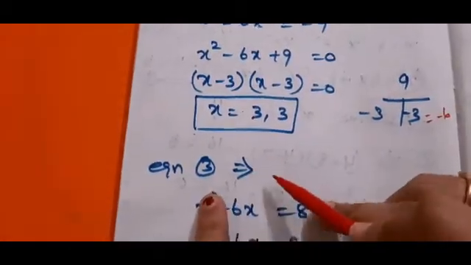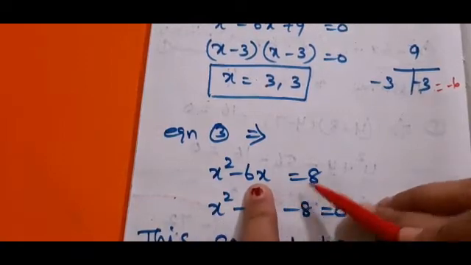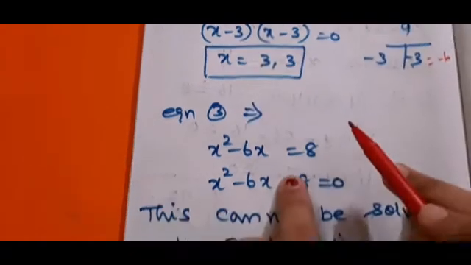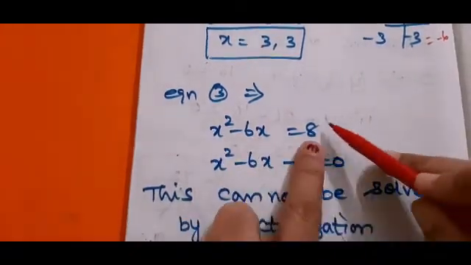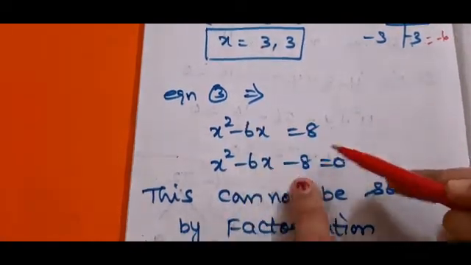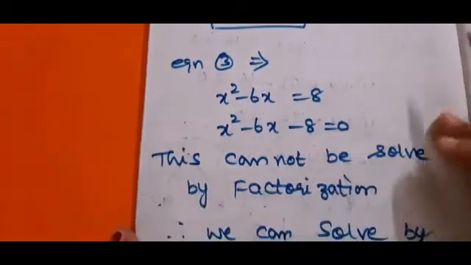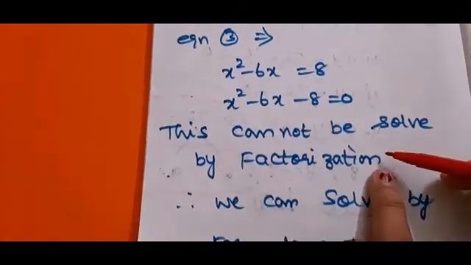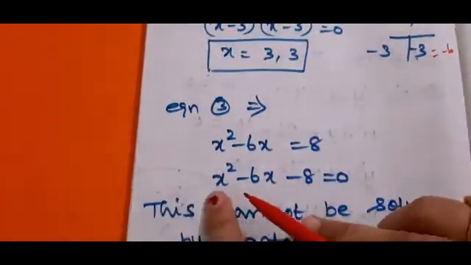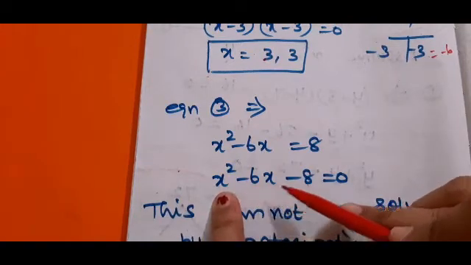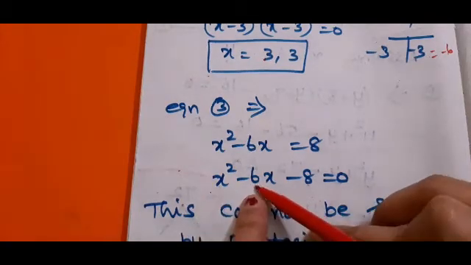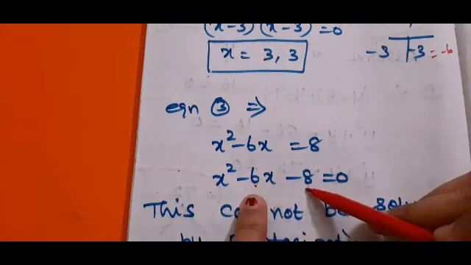Now in equation 3 I have to replace x square minus 6x by y, so x square minus 6x is equal to 8. I am going to take this positive 8 to this side, that will be negative 8, equal to 0. This cannot be solved by the factorization method. We can solve by the formula method. The formula method is x is equal to minus b plus or minus square root of b square minus 4ac, divided by 2a, where a is equal to 1, b is equal to minus 6 and c is equal to minus 8.